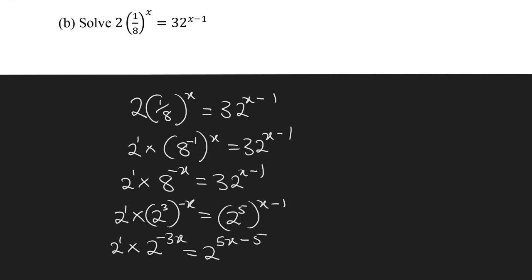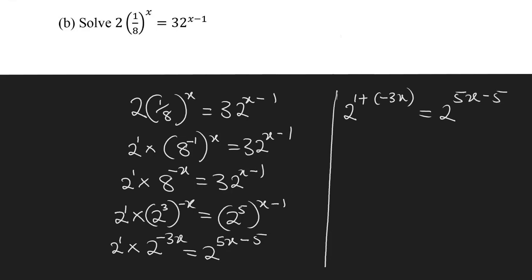So remember the law that says that whenever we have x raised to power a times x raised to power b, since the bases are the same and it's multiplication, we simply add the powers, right? So we add the powers. That's the same thing we can do to these ones, since the bases are the same and it's multiplication between them. So in this case, we're going to have 2 raised to power 1 plus minus 3x. Why? We add the powers since the bases are the same. So we have this equals 2 to the power of 5x minus 5.